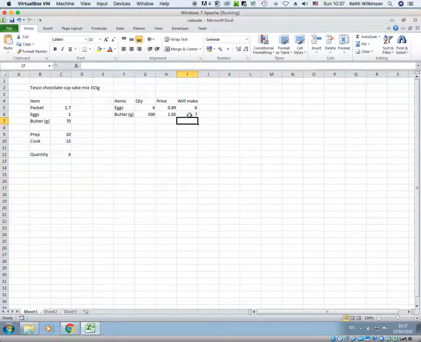So there we go. I've got 1 tub of butter will make 7 lots. I'd need 7 packets to use up my tub of butter, and for the eggs, I've got a whole box of eggs. I would need 6 packets to do that. So we can see we've got a little odd thing here.